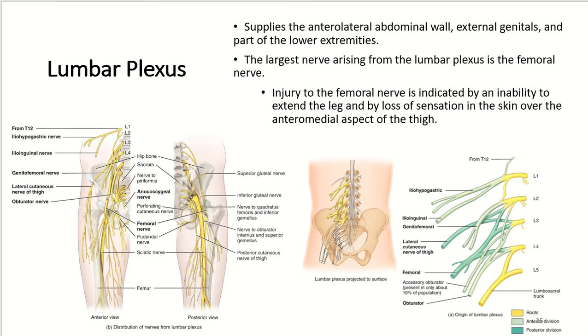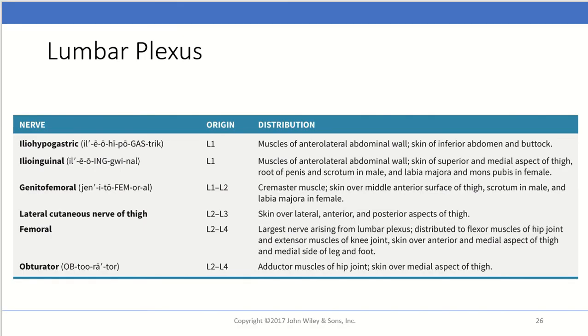Next, we have the lumbar plexus. This is going to supply the anterolateral abdominal wall, the external genitalia, and parts of the lower extremities. The largest nerve to arise from the lumbar plexus is the femoral nerve, and an injury to the femoral nerve is indicated by an inability to extend the legs or a loss of sensation in the skin over the anteromedial aspect of the thigh. So damage to some of these could be quite problematic sexually, especially for the men. Here we have a table highlighting the nerves of the lumbar plexus.